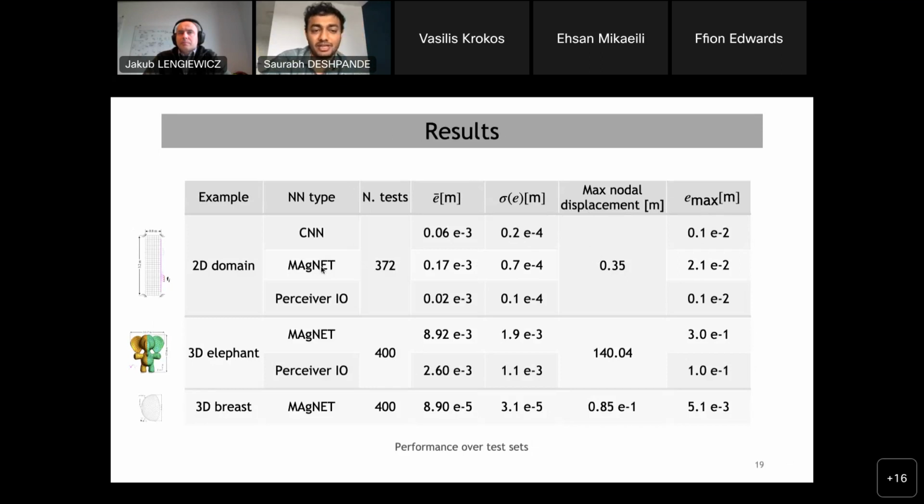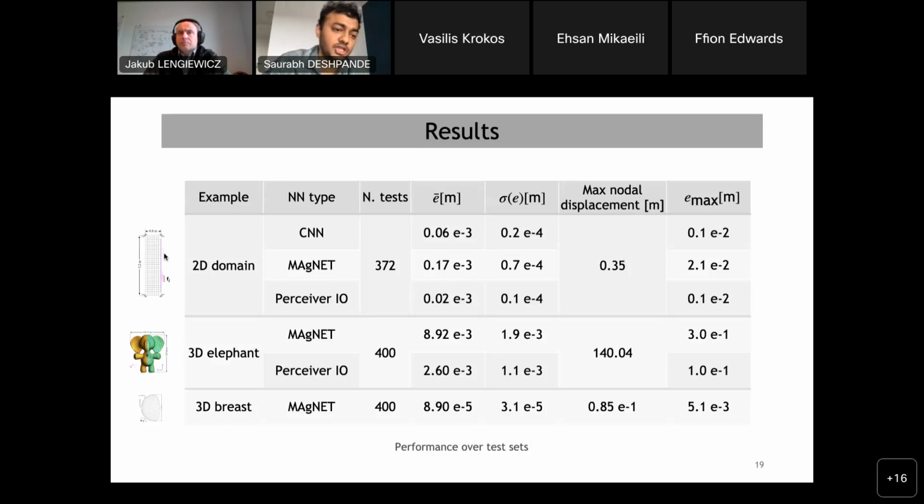So we have three types of networks that we use for the 2D domain. We mentioned that CNNs can be used only for structured inputs, which is what we have done here, and MagNet and Perceiver work for both. And we can see that Perceiver IO and CNN are doing quite nicely compared to MagNet in this particular example.